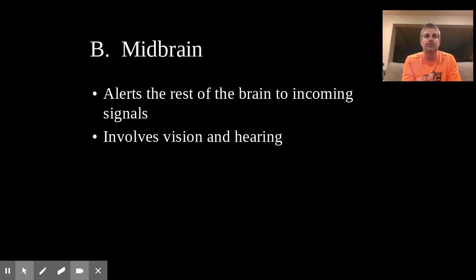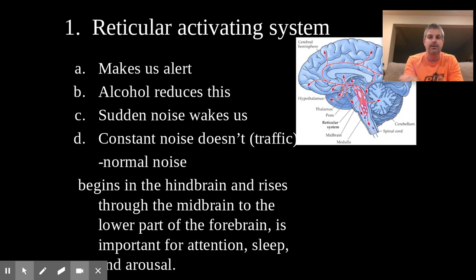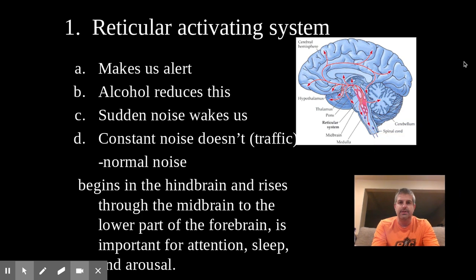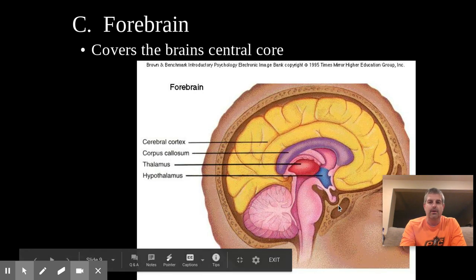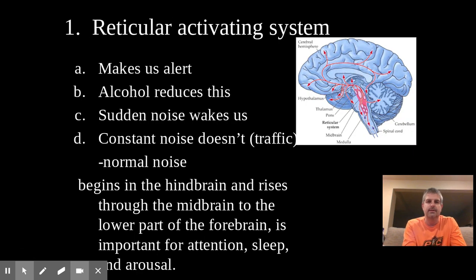The midbrain alerts the rest of the brain to incoming signals. So everything comes into the midbrain, and then it tells the rest of the brain, hey, we got information coming in. It does this really, really fast. This involves vision and hearing as well. One of the things that is in the midbrain is the reticular activating system. It begins in the hindbrain and rises through the midbrain to the lower part of the forebrain, and is very important for attention, sleep, and arousal.